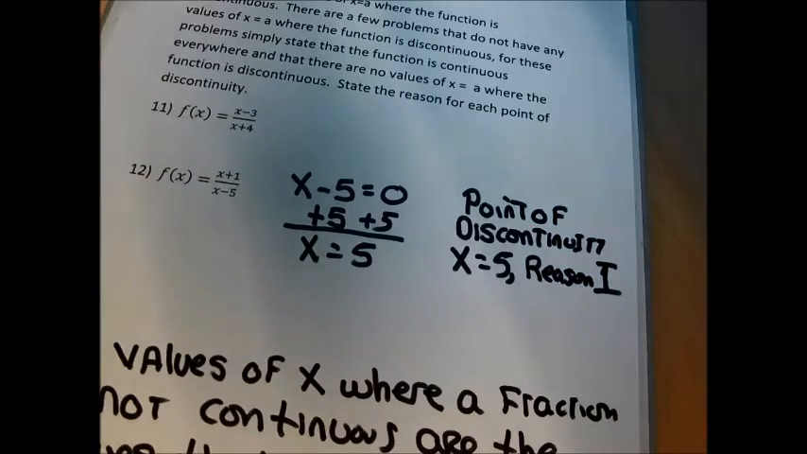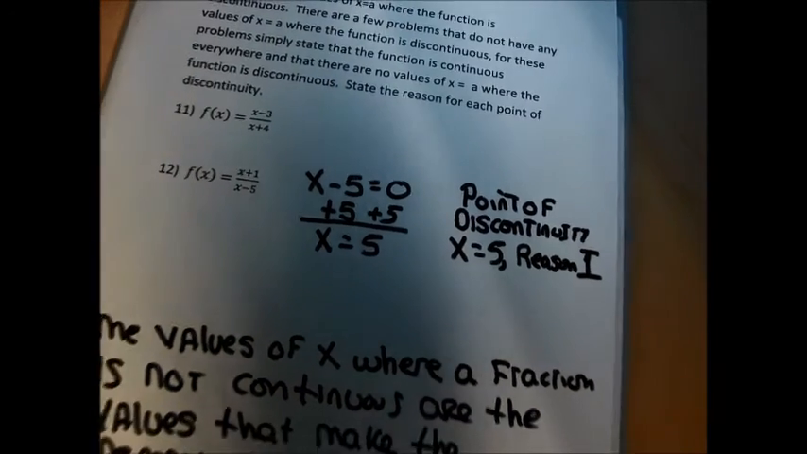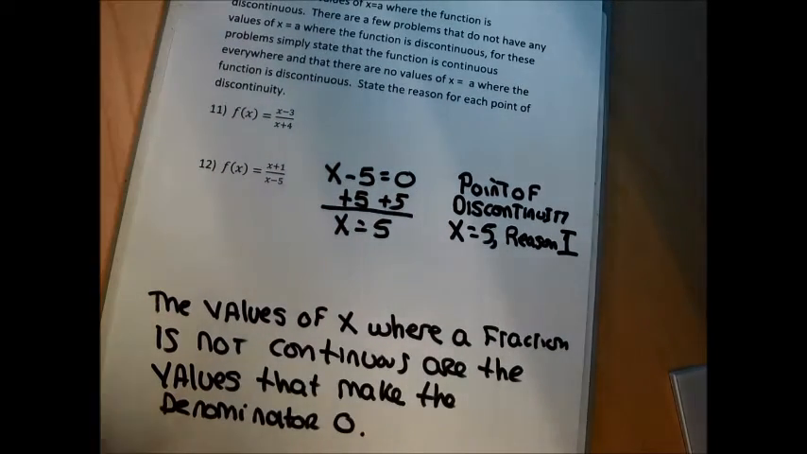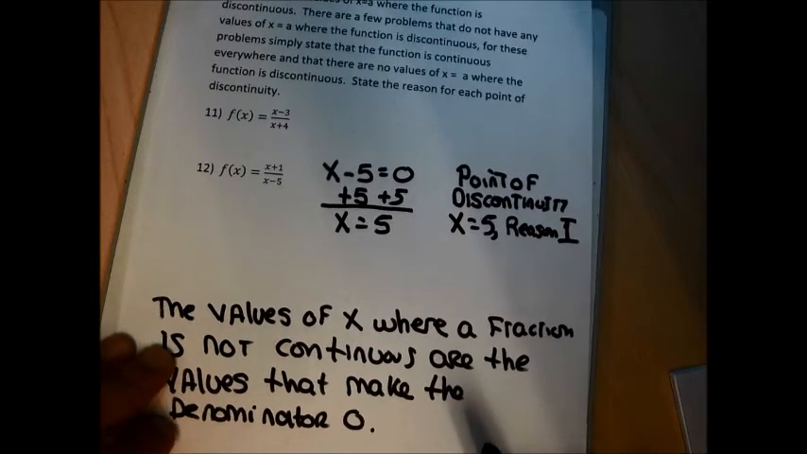So for every fraction problem between 11 and 28, it's asking me to find the points of discontinuity for a fraction. And any place where the denominator is 0 is going to be a point of discontinuity. It's all going to be for reason 1 because the function isn't continuous there. Sometimes the points of discontinuity will be asymptotes, sometimes they'll be holes. And I'll point out the difference to you, but it's not terribly important. So you'll do 13, I'll do 14.